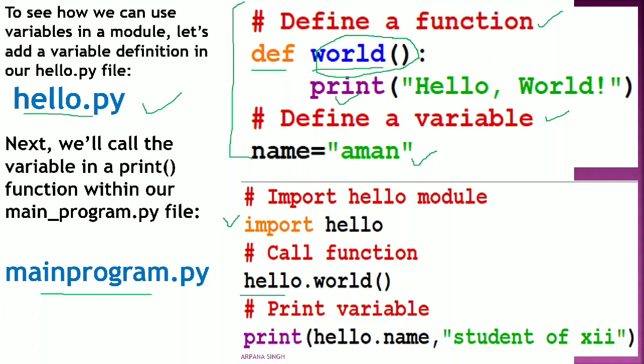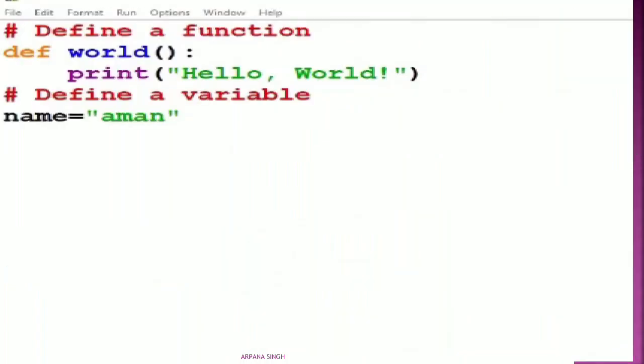And if you want, you can use this part also, writing hello.name, that is module.variable name. This is a simple string. You can use any string here. This is the important part, that is module.variable. In this case, module.function name, and this module.variable name. Simple code.